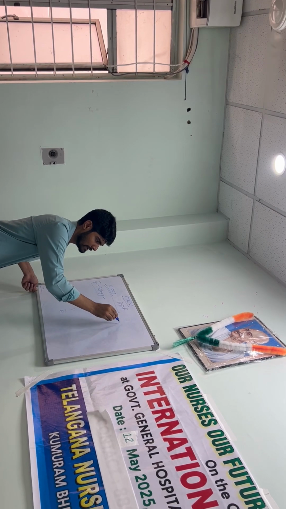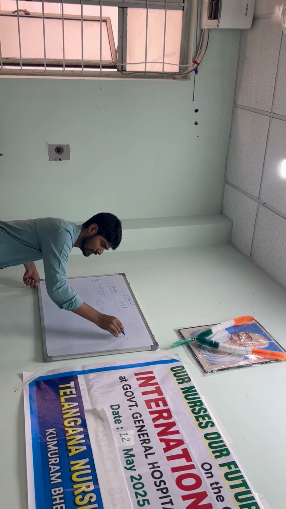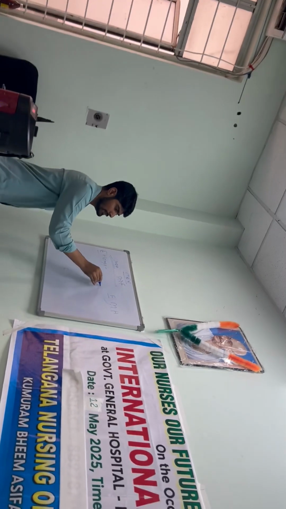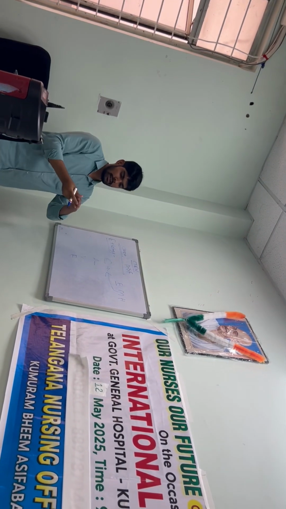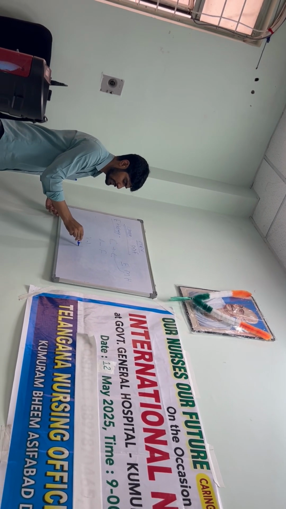The foot is divided into forefoot, midfoot, and hindfoot. So this cavus will be present at the midfoot. The adduction deformity is present at the forefoot, and the varus and equinus will be present at the hindfoot.